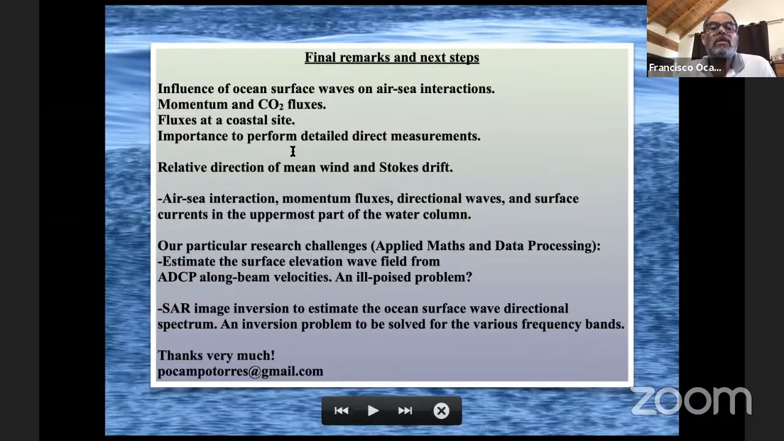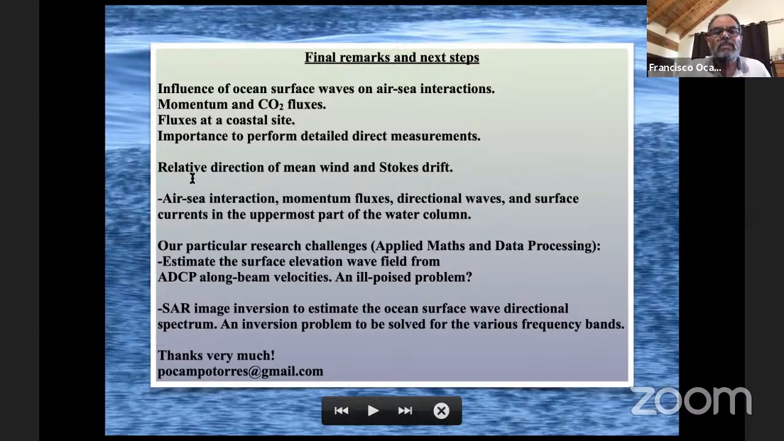We are dealing with detailed direct measurements, right, with sensors on the coast, but we would like to deploy this type of sensor on a buoy. We still don't have the CO2 turbulent fluctuation measurements on our buoy, but we are working on that.